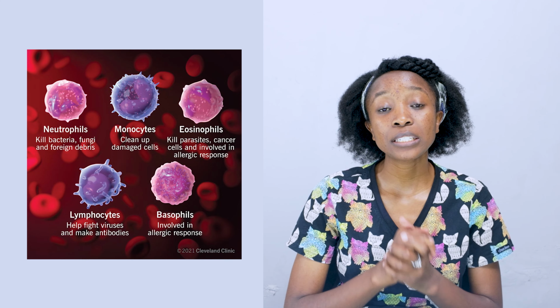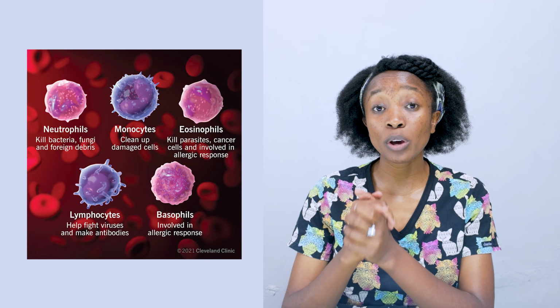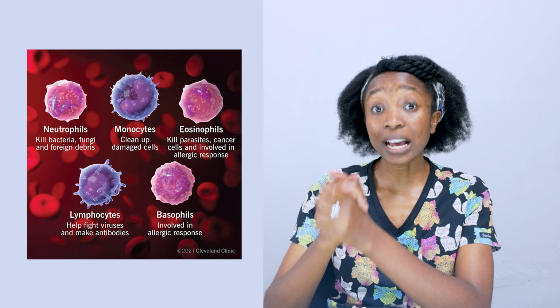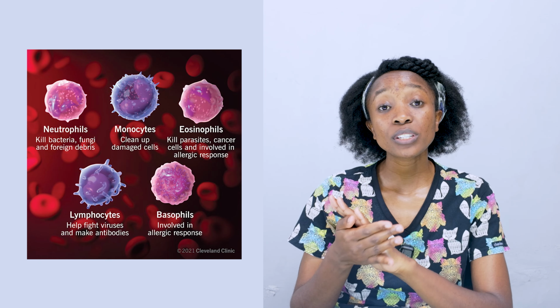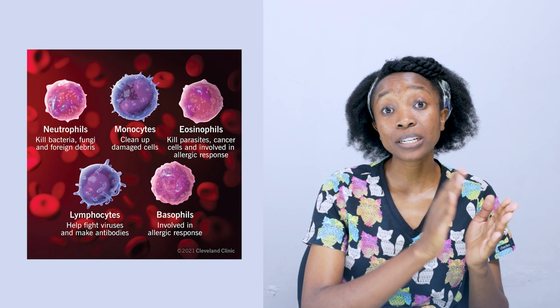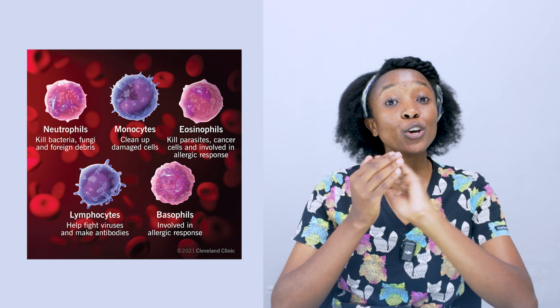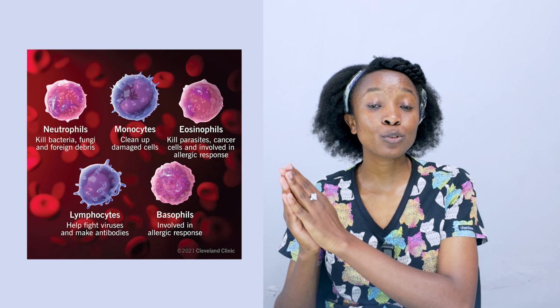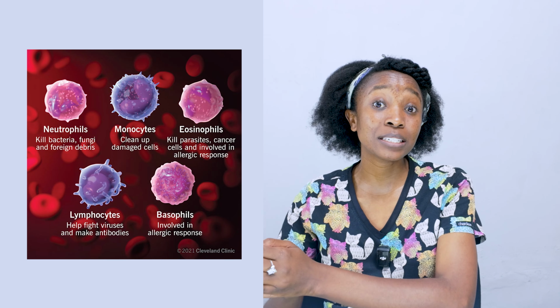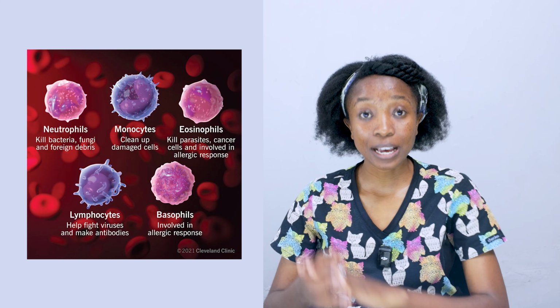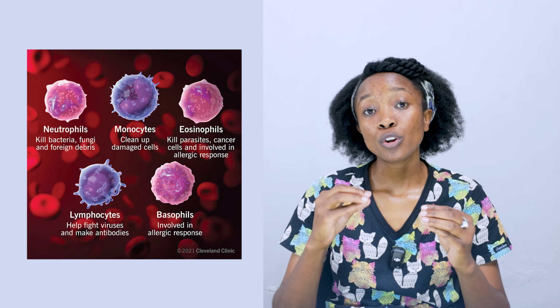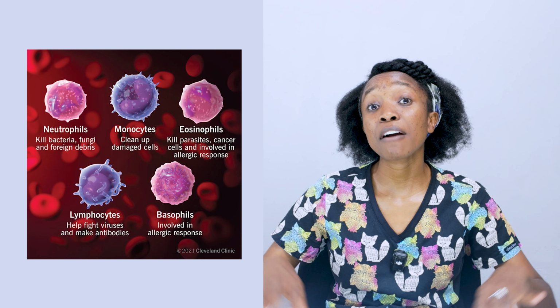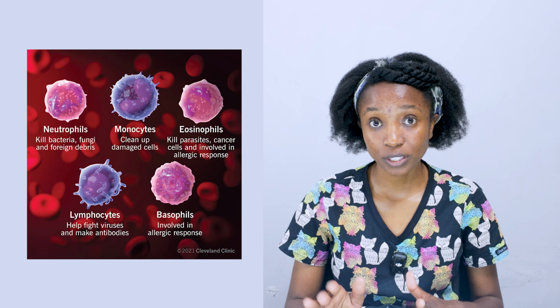Basophils, on the other hand, tend to show up in large numbers where we have allergic reactions. Monocytes increase in number when there are bacterial infections. Eosinophils, on the other side, tend to be elevated when there are parasitic infections. And lastly, lymphocytes normally are elevated when we have viral infections.